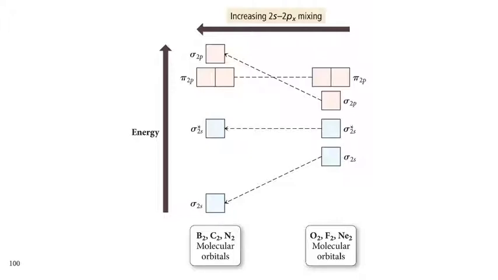So why is it not the same? There is an increase in the amount of mixing between the 2s and the 2px orbitals for these smaller atoms, boron, carbon, and nitrogen. And so that causes a switch in the order here. You don't need to understand why, you just need to remember, be careful now, switch those two.